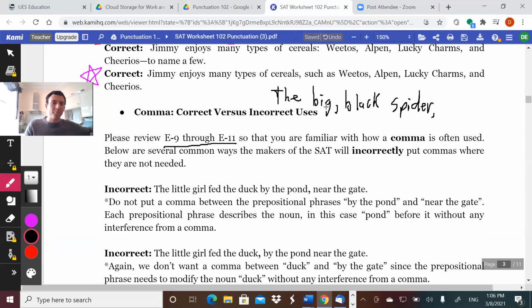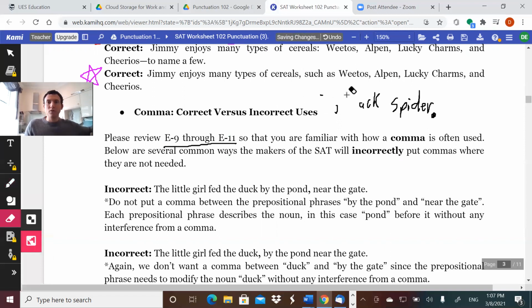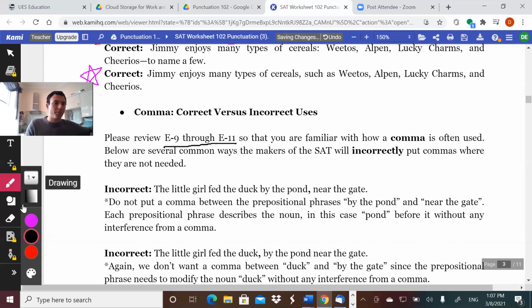So because I can say the big and black spider, I put a comma between big and black, and they both describe spider. So that's like another instance of when you'd use a comma. Also, if you remember from worksheet 101, you can use a comma with a coordinating conjunction, one of your fanboys, to hold up two independent clauses.